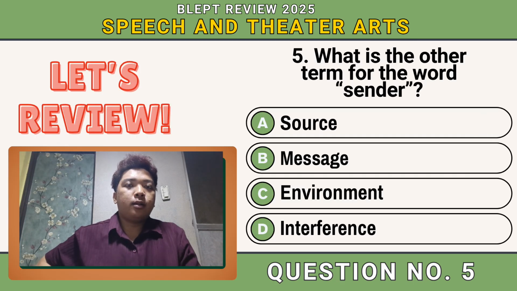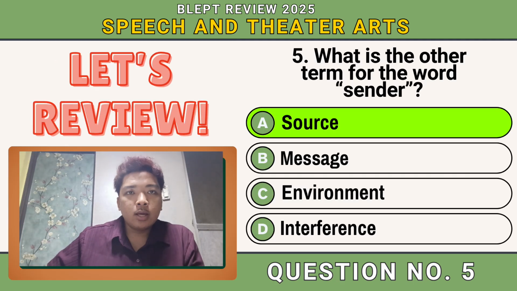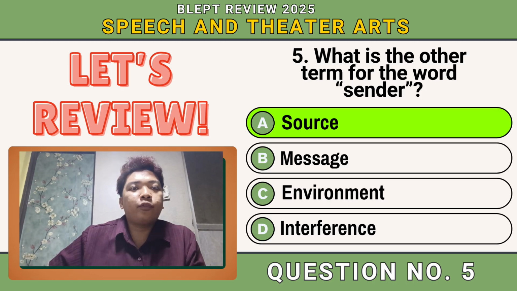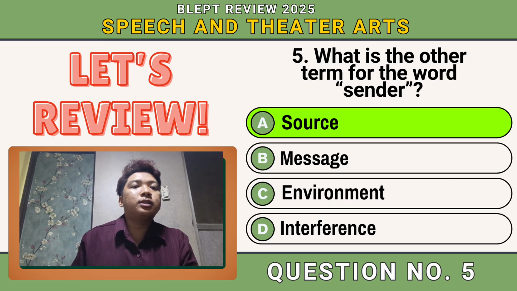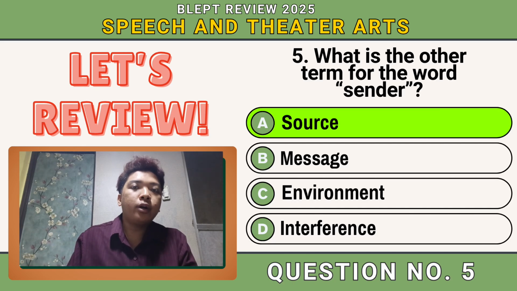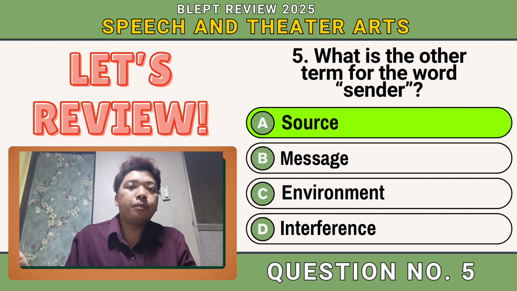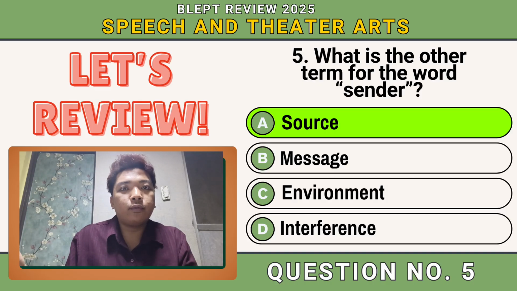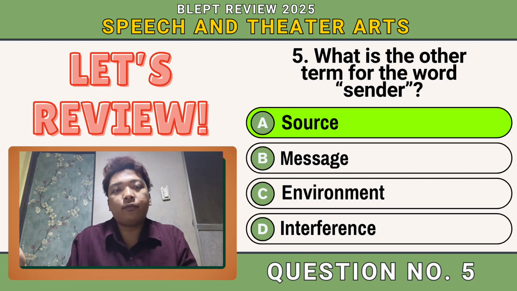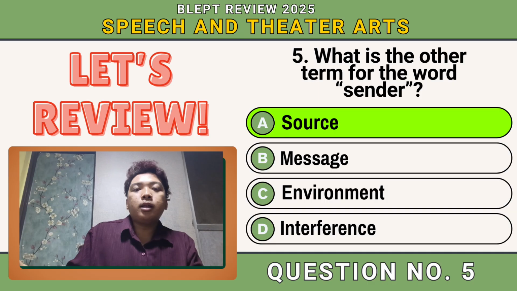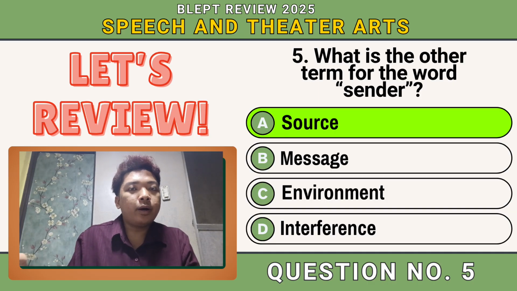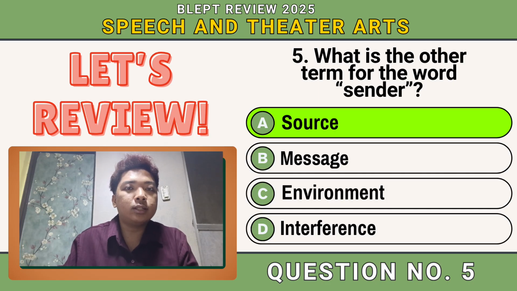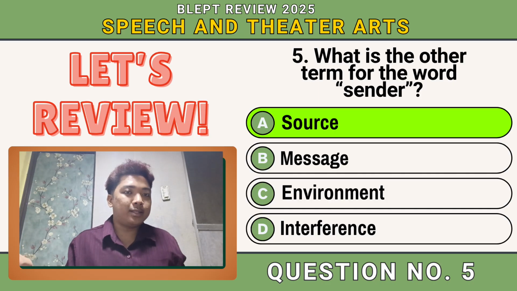Okay, time's up. The correct answer is A, source. They are the one who carries the information or the message. So this is the other term for sender. Why is it not B? Because message is the thoughts of the source that is shared with the receiver or audience. Next one is environment, because environment is the space where you send and receive the message. Lastly, we have interference, also called noise, which will block or change the intended meaning of the message.